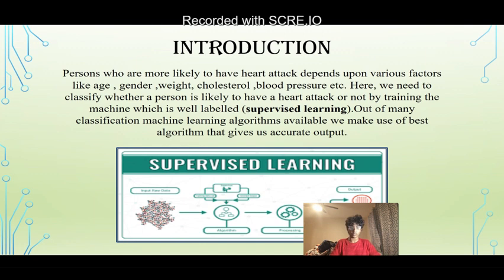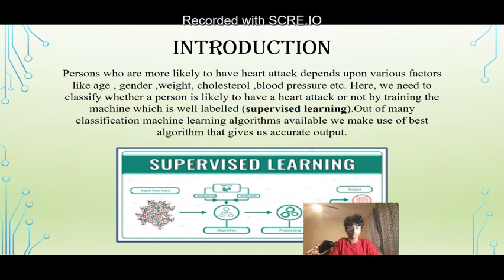So, to provide some context, people who are likely to have a heart attack are people who have specific ages, such as older people. It also depends on gender, weight, cholesterol, and blood pressure, all of which are related to how the blood moves in the arteries, and these are the parameters that are given.